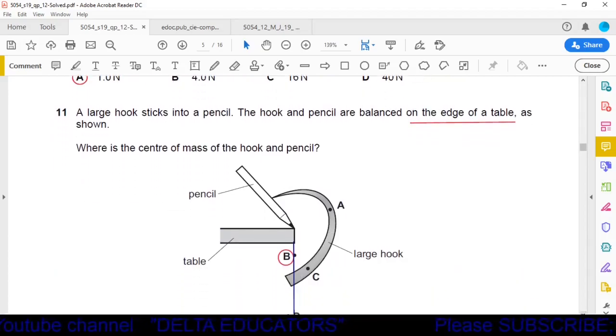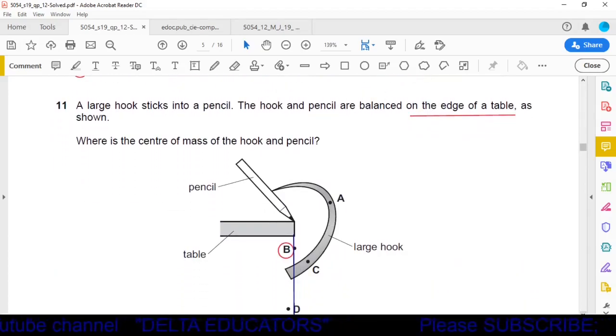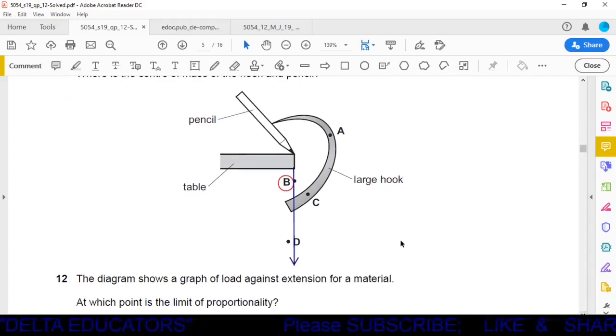Question number 11. A large hook sticks into a pencil. The hook and pencil are balanced on the edge of the table. This combination of hook and pencil is balanced at the edge of the table. Where is the center of mass of the hook and pencil? The point where it is balanced is the center of mass of the object. Now it is passing through the point B, so we can say our correct option is option B.